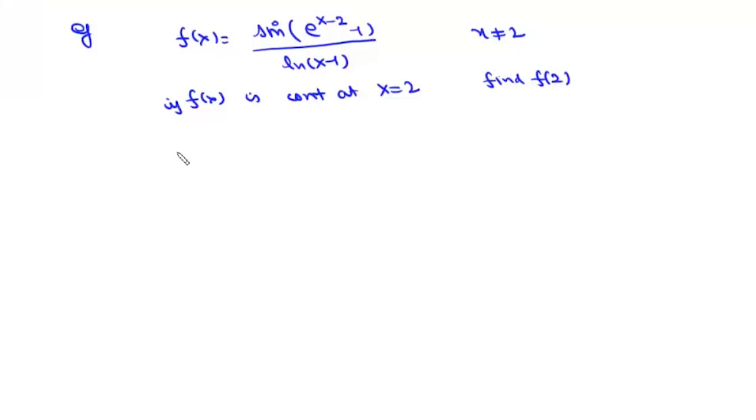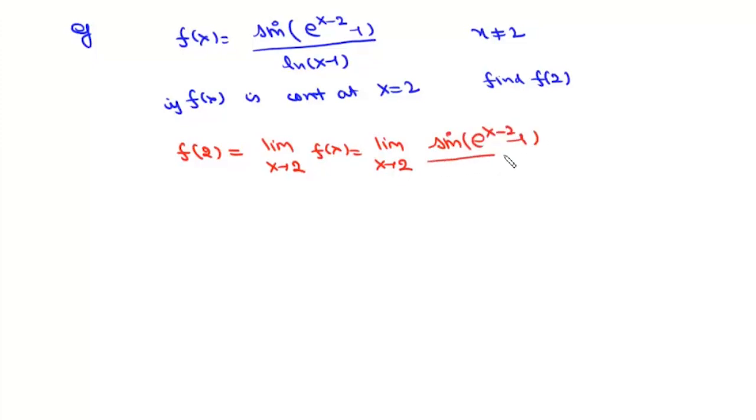Now we know that if f(x) is continuous at x equal to 2, then f(2) should be equal to this limit, x tends to 2 of f(x), which is the limit x tends to 2 of sin(e^(x-2) - 1) upon log(x - 1). When we solve such limits, we don't take left hand limit and right hand limit because we know both the limits will come out equal. So here we'll just find this limit.